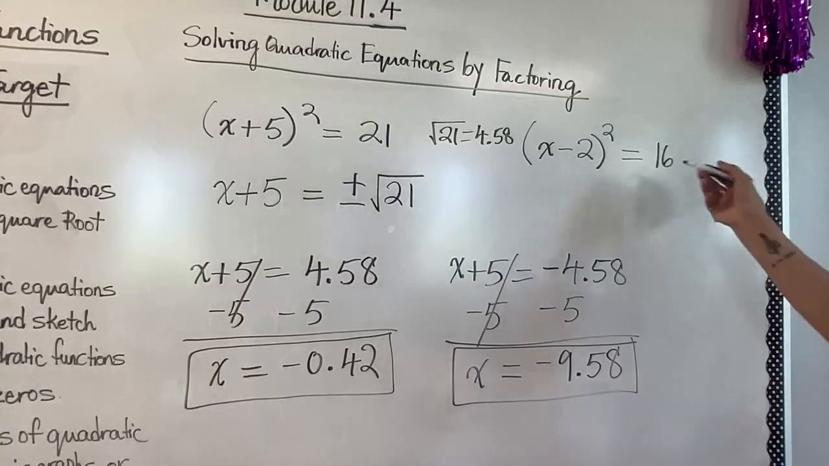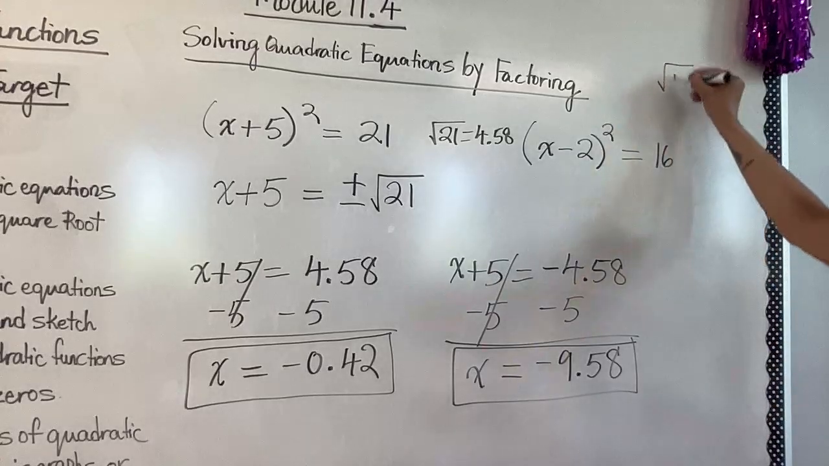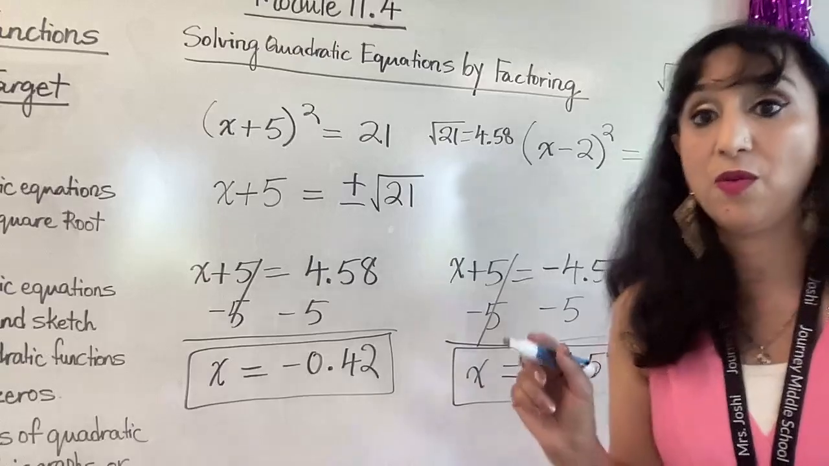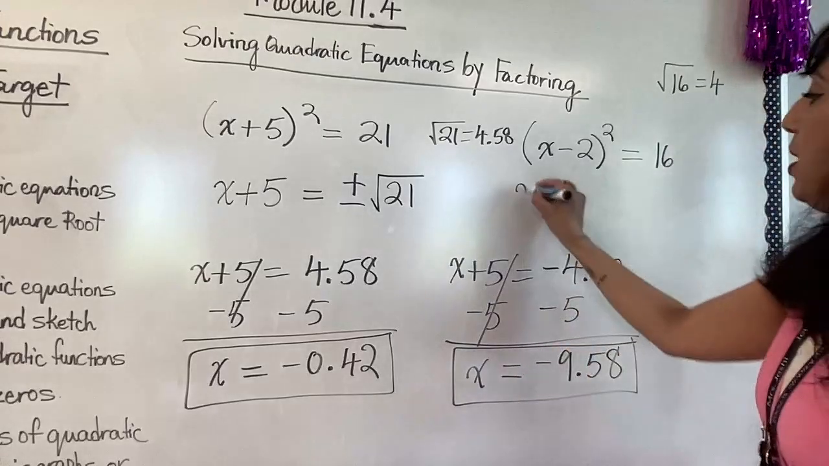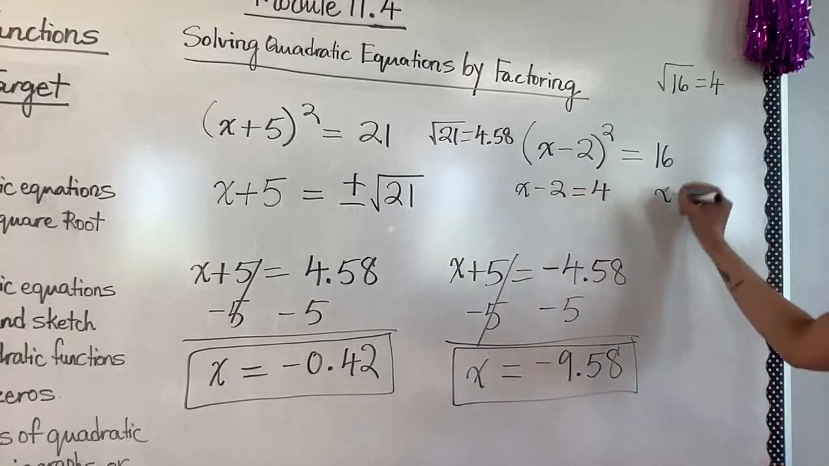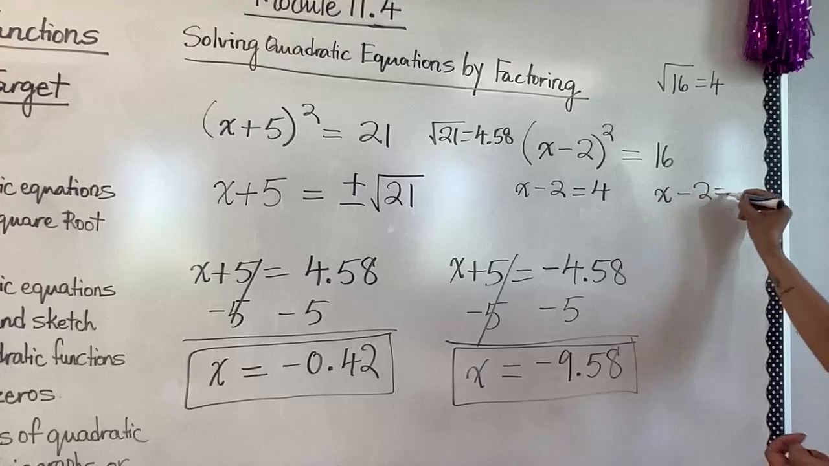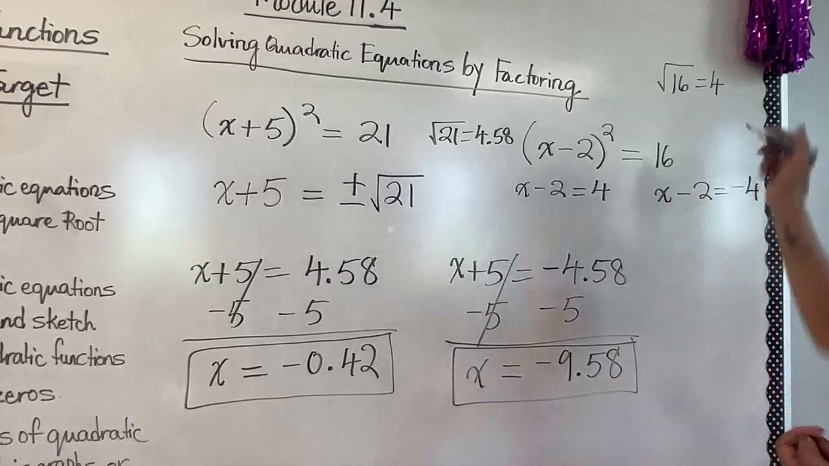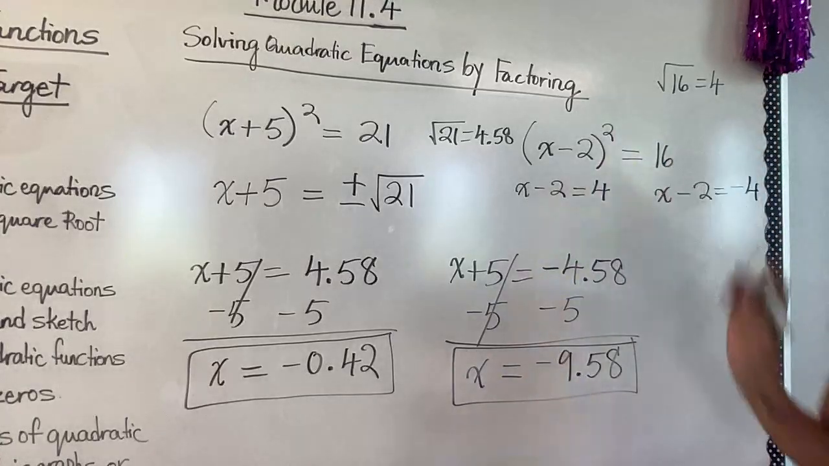So in this, I know that the square root of 16 is 4 because that is a perfect square, right? So now I'm going to do x minus 2 is equal to 4, and then I'm going to do x minus 2 is equal to negative 4. Okay, because what do I get? I get positive and negative in this case, right?